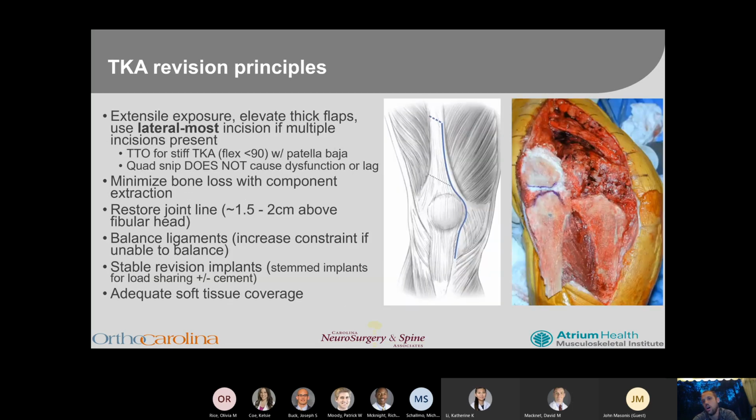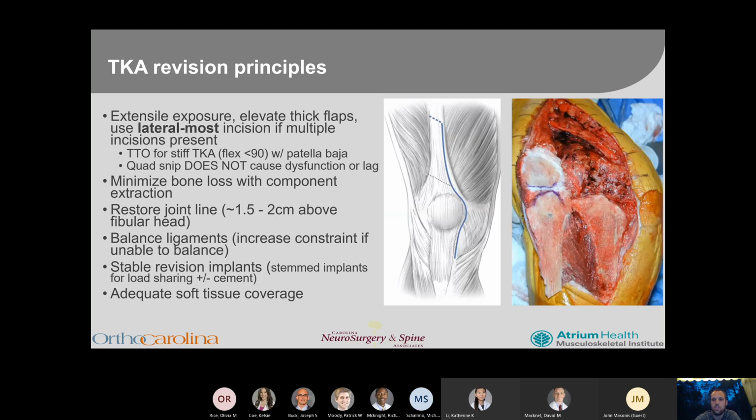Revision principles: using the most lateral incision is important if there are multiple present. A TTO or a quad snip can be utilized. You can see diagrams of the quad snip there, and then an intraoperative photograph of a TTO. If they're asking about quad snips, it's usually in the context of the fact that you can do normal rehabilitation afterwards, and that it typically doesn't cause many issues.